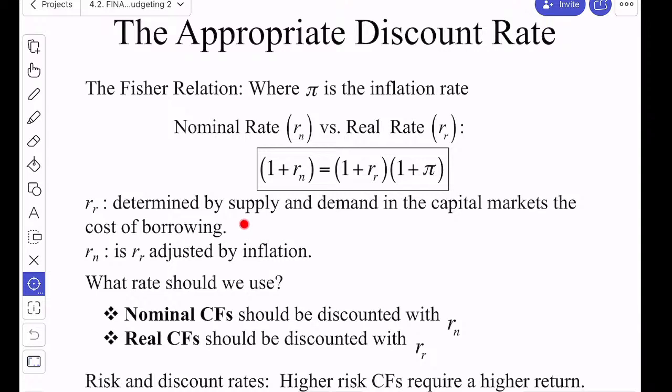Where the real rate is determined by supply and demand in the capital markets and represents the opportunity cost, right? The nominal rate is adjusted for inflation, and they're treated like growth factors, so I multiply the factors. And I gave you an example where we applied this Fisher relation to solve problems both with nominal cash flows and with real cash flows, and I showed you if you use the nominal cash flows with the nominal rate in discounting or the real cash flows with the real rate, you should get the same answer in terms of present value or future value.